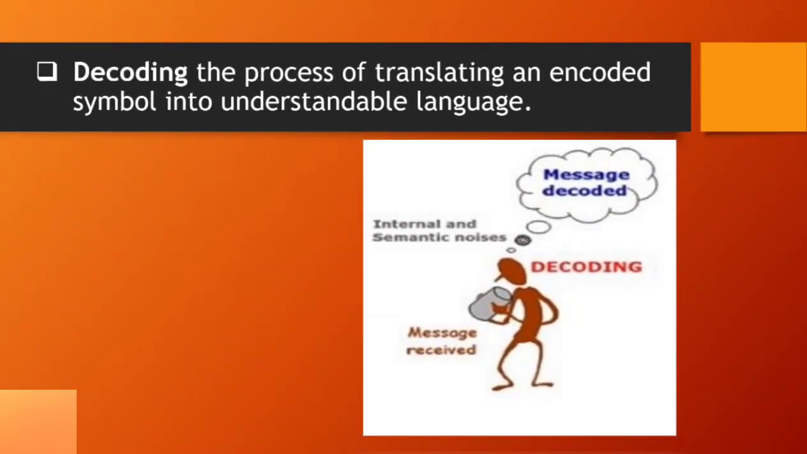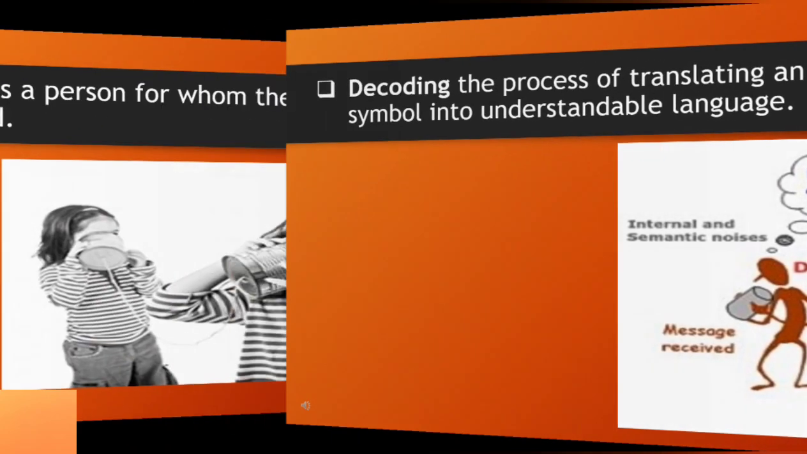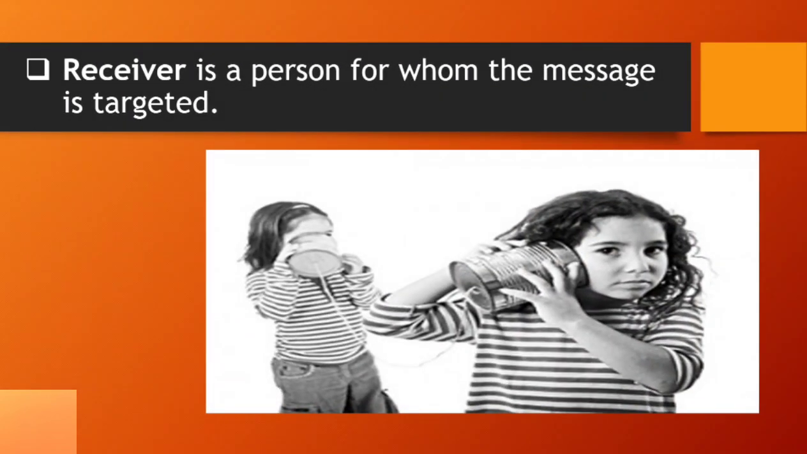Decoding is the process of translating an encoded symbol into ordinary, understandable language, in contrast to the encoder. A receiver is a person for whom the message is targeted, in contrast to the sender. Therefore, the receiver is the audience of the communication process that decodes the message to perceive the meaning.